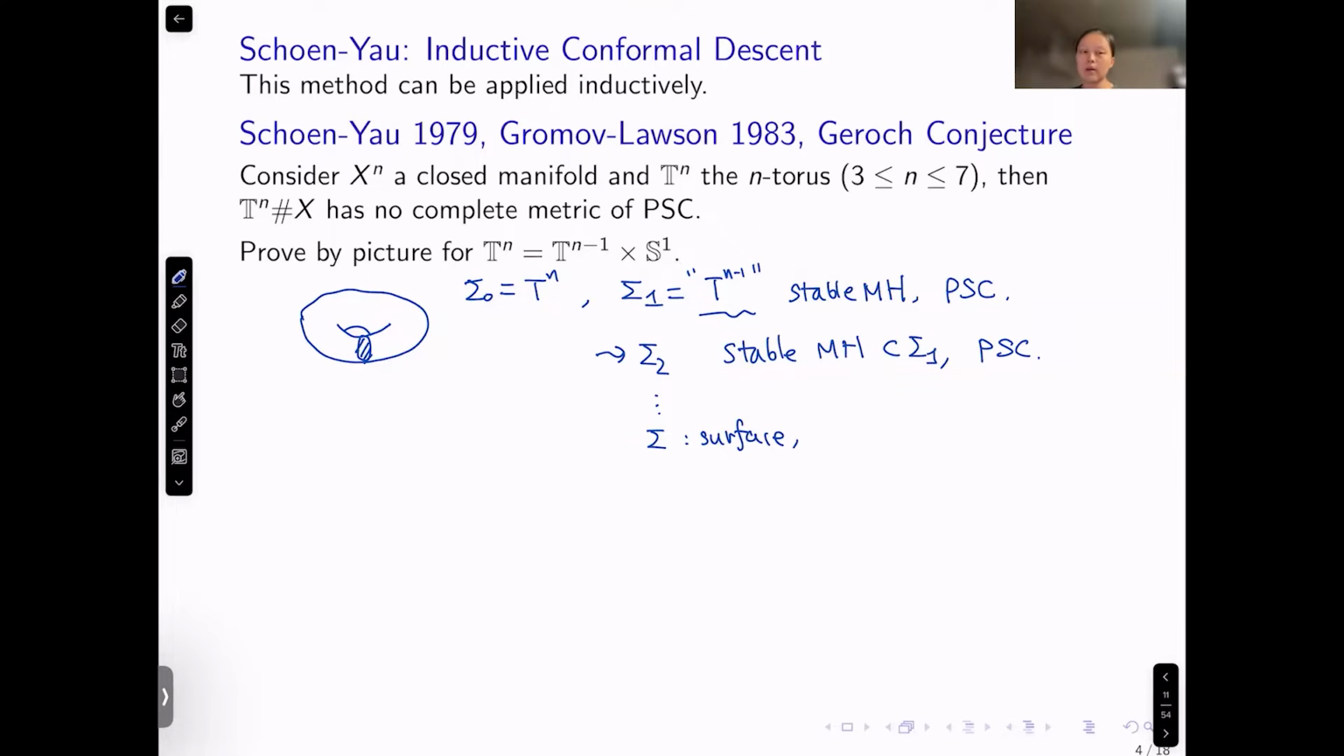And inductively, you will obtain that it has non-trivial H1, but it also has PSC. Well, the second part implies that it has to be a sphere by Gauss-Bonnet for surfaces, and that's a contradiction for it to have non-trivial H1, and that will give you the heuristic of the Shen-Yao inductive method.